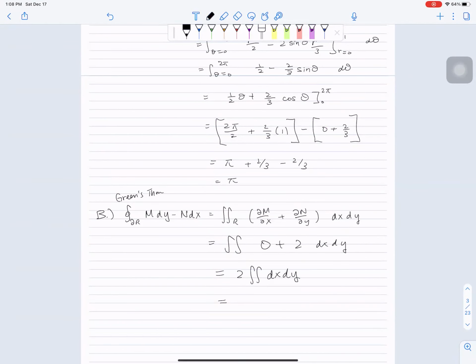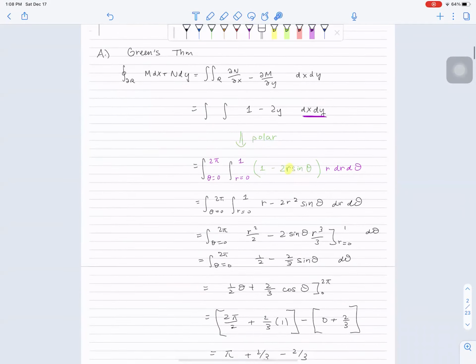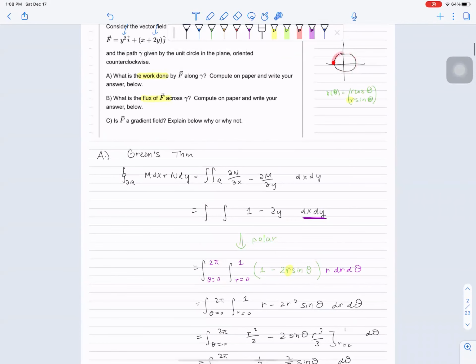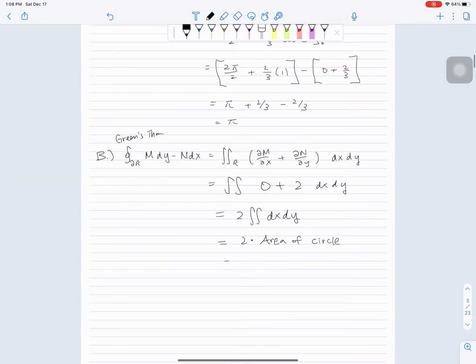What is the double integral of dx dy? That's the same as the area of a circle. What is our circle? We have a unit circle, meaning it's a circle of radius 1. So the area is pi r squared, where r is 1 because it's a unit circle. So our final answer is 2 pi.